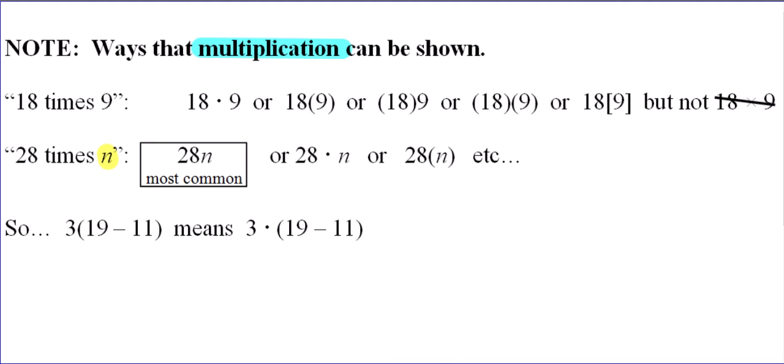Ways of showing multiplication. You can do a dot instead of an x, as long as that dot is raised. Don't make it low so it looks like a decimal point. Keep it a raised dot.